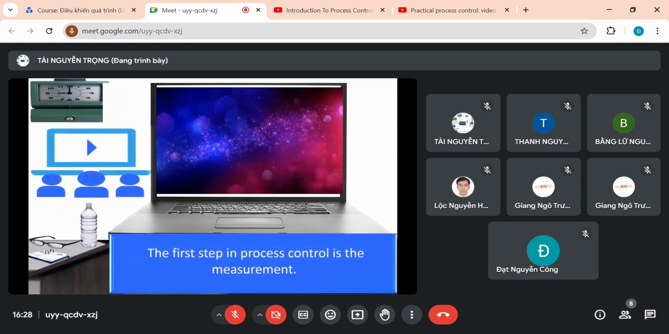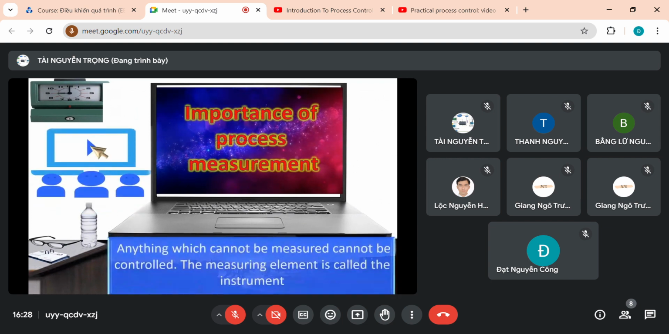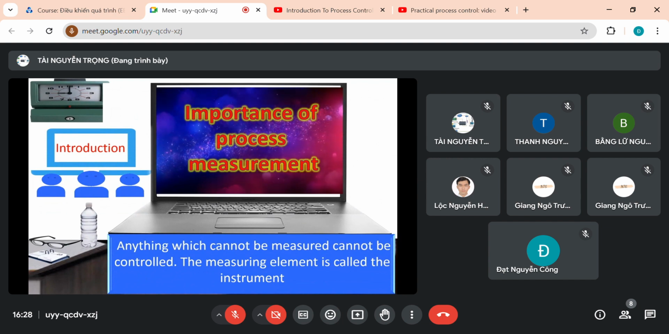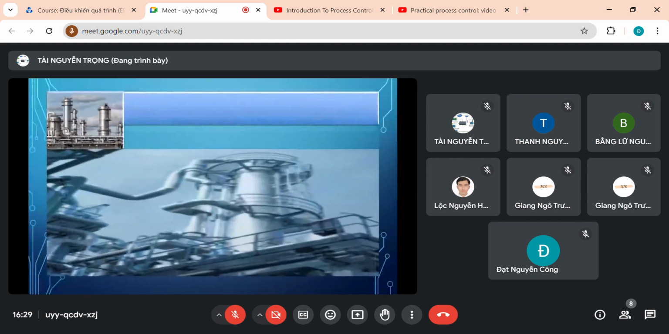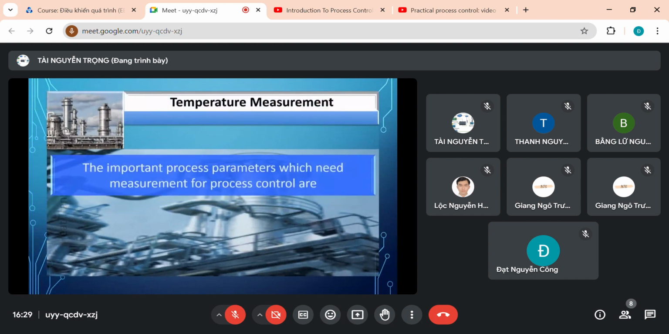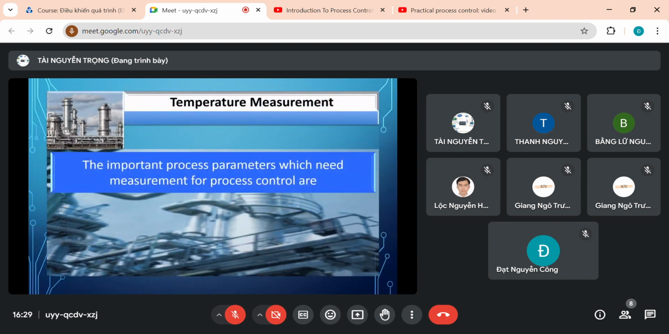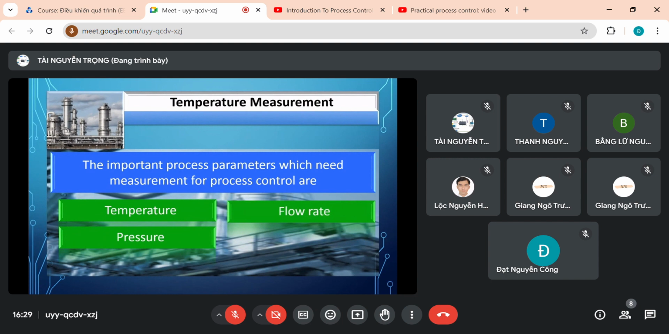The first step in process control is the measurement. Anything which cannot be measured cannot be controlled. The measuring element is called the instrument. Not just the measurement, but measuring with accuracy is key to reliable operation and control of the process parameter at the desired value. The important process parameters which need measurement for process control are temperature, pressure, flow rate, level, concentration, etc.